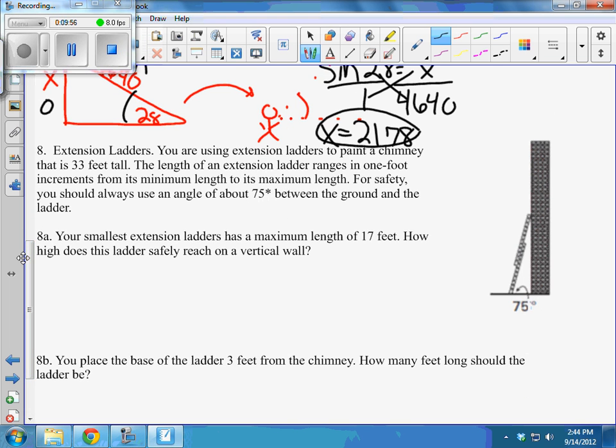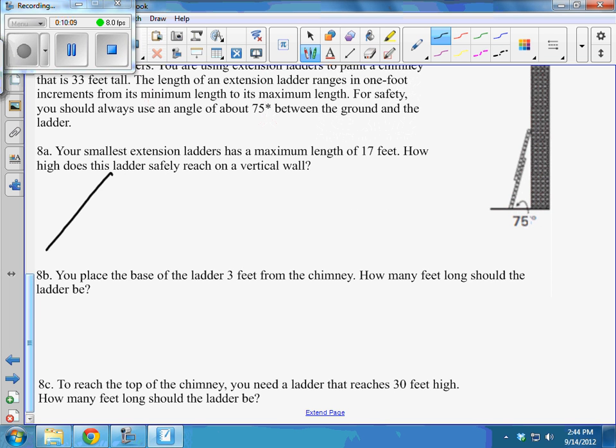All right, 8 goes with the picture at the right. It is a ladder up against a chimney and it's forming a right angle. And they suggest that when you place the ladder, it's placed at a 75-degree angle. So all of my pictures are just going to be triangles that match that.